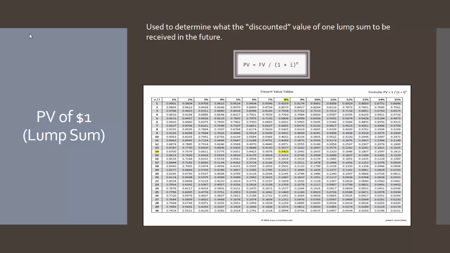So if your interest was 1% and your n was 2, that number would be 0.9803. If your interest was 8% and your n was 14, your factor would be 0.3405. Essentially all you're doing, instead of having the portion that's in parentheses, is substituting the number off the chart into that spot.